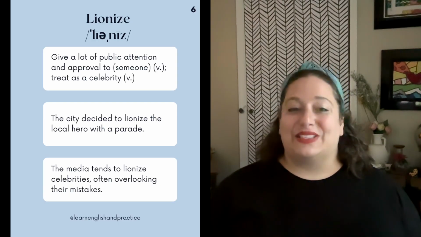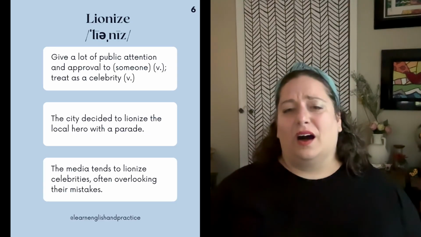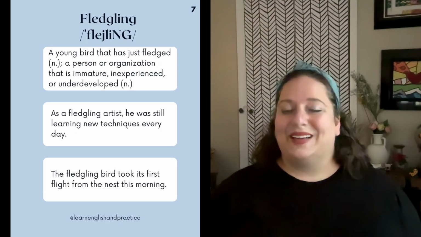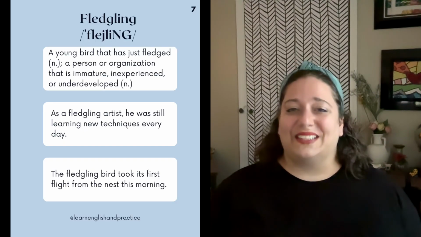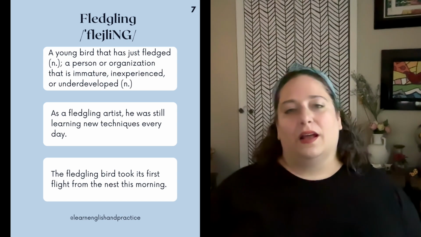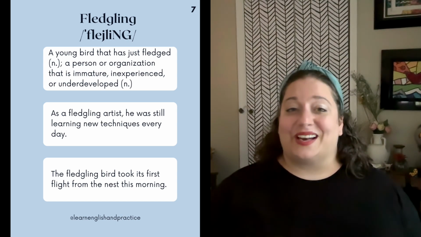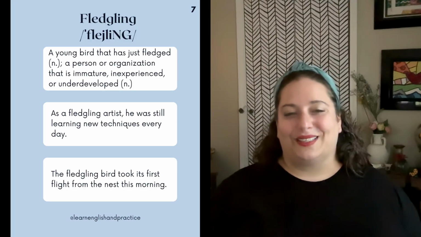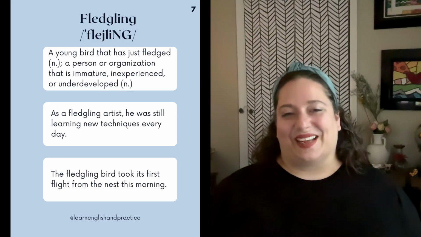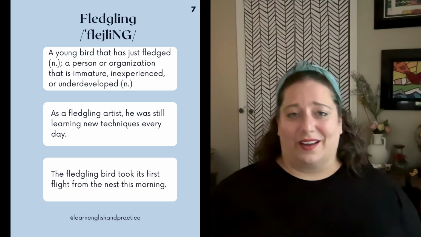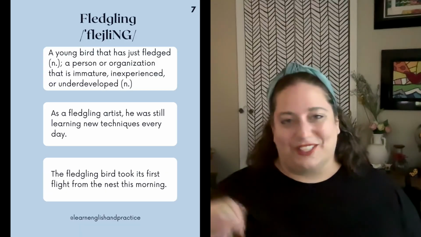The media tends to lionize celebrities, often overlooking their mistakes. Fledgling. This means a young bird that has just fledged, as a noun. A person or organization that is immature, inexperienced, or underdeveloped, as a noun. So, something that's fledgling is just getting started. It's in its baby stages, if you will.